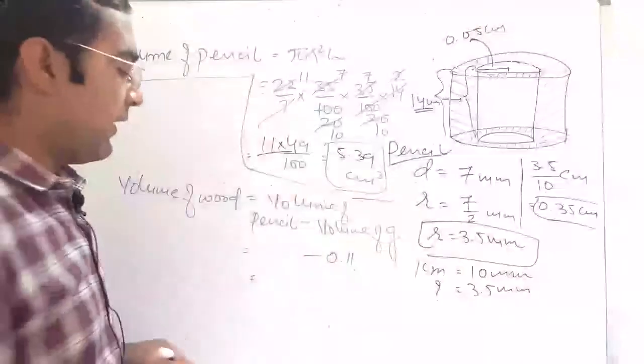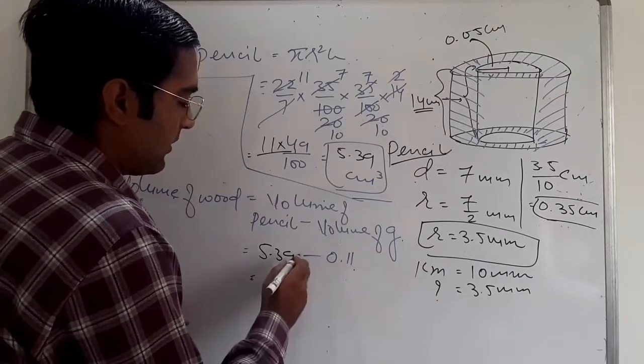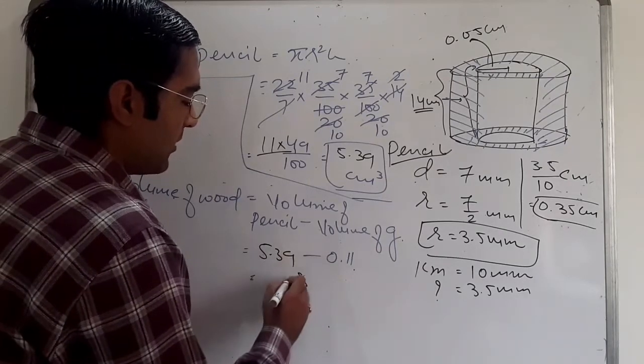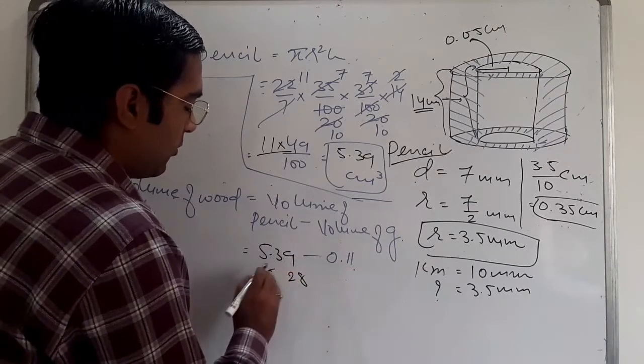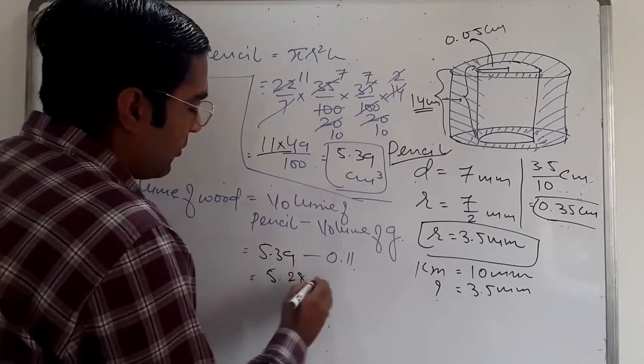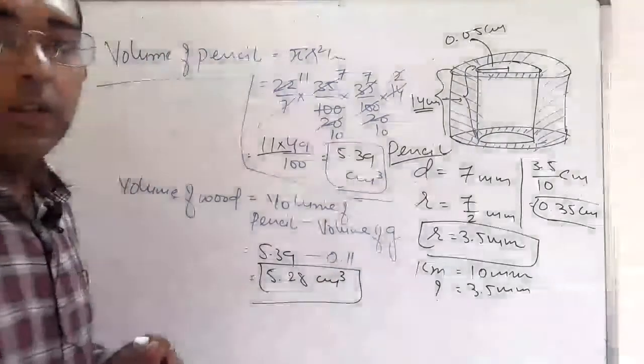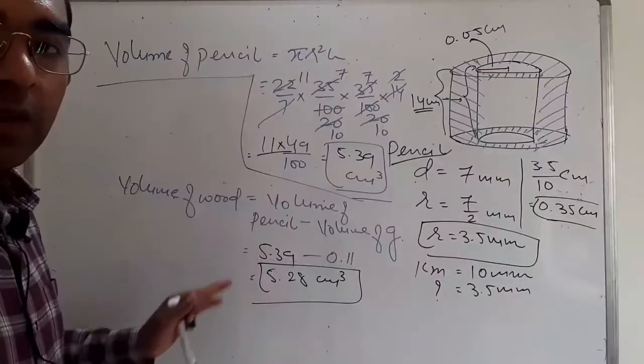Now we have to find 5.39 minus 0.11, that is 5.28 centimeter cube. That is my volume of the wood, 5.28 centimeter cube.